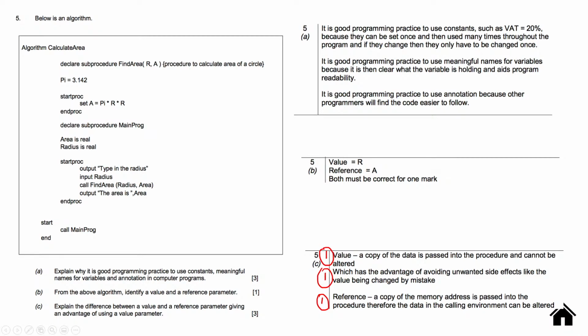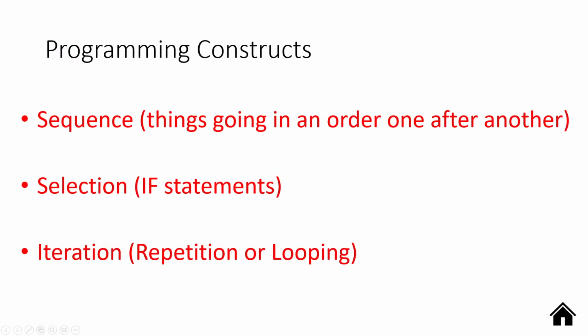Now then, as we move forward, we need to look at programming constructs. So there are three main types of programming constructs. These are the foundation or the fundamentals of all programming, and every single language you come across, no matter what it is or what it's for, will use programming constructs. There is sequence. That means things going in an order one after another. There is selection, which is typically if statements. And then we have iteration, and that's repetition or looping.